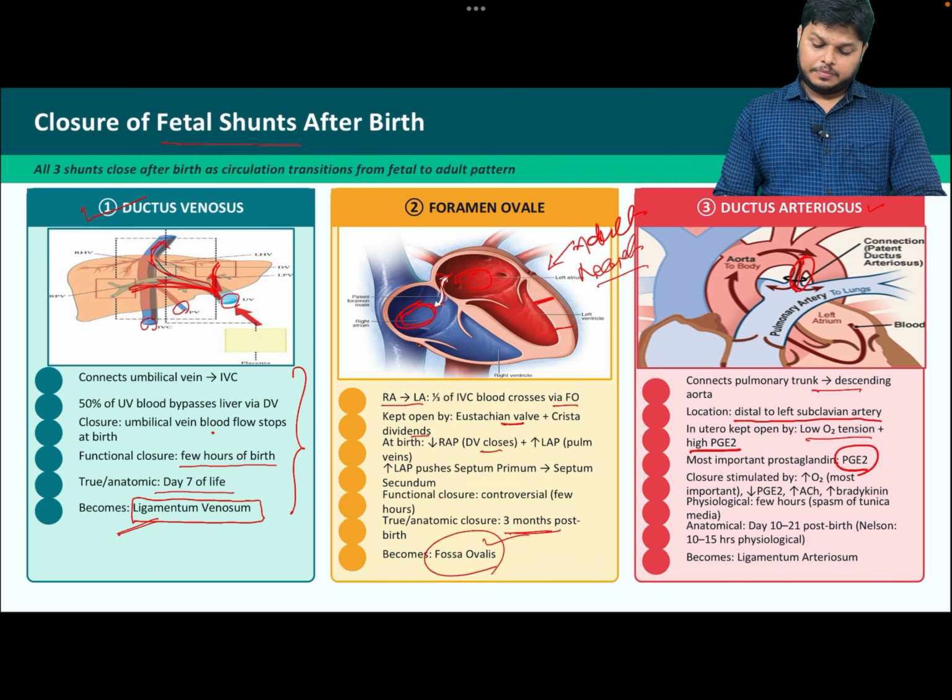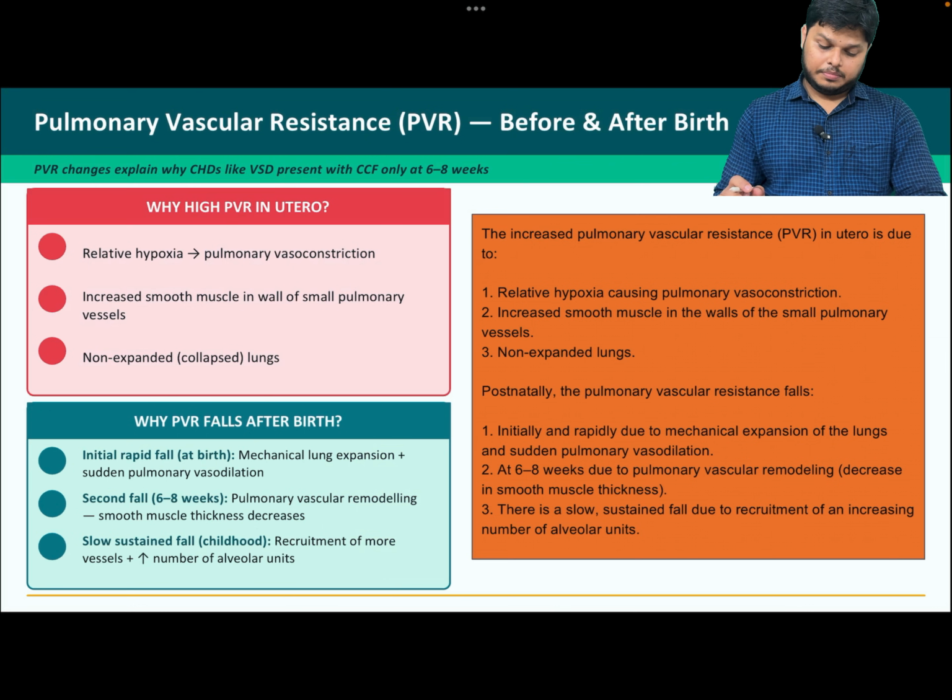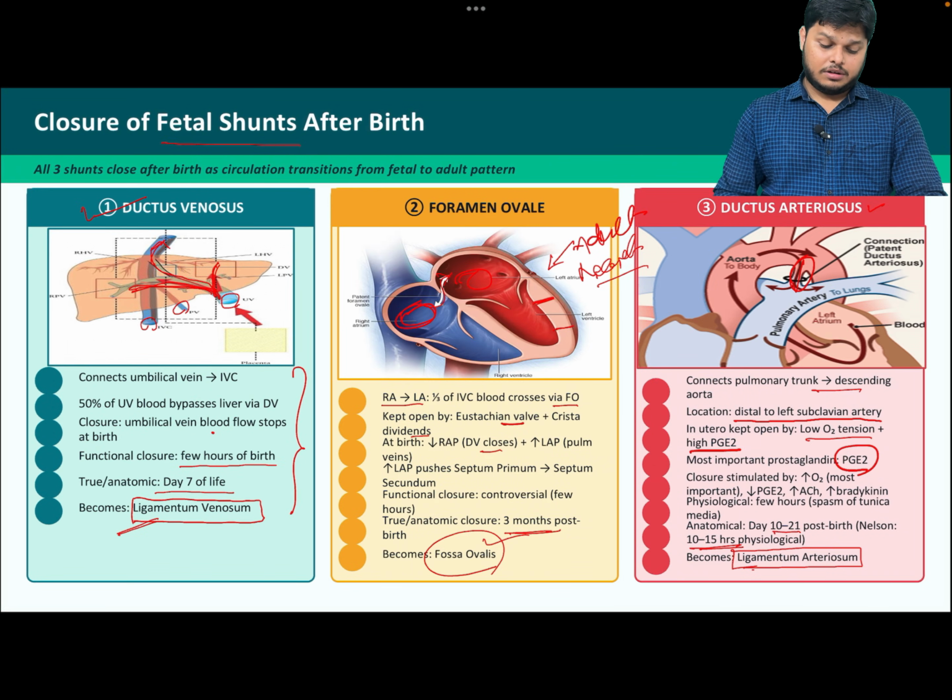Closure is stimulated by increased oxygen. Most important, decreased PGE2, increased acetylcholine, increased bradykinin. Anatomical closure occurs between day 10 to day 21 after birth, and physiological closure, as Nelson says, in 10 to 15 hours. And what is the remnant called? Ligamentum arteriosum. Okay, understood this part: ductus venosus, foramen ovale, and ductus arteriosus.